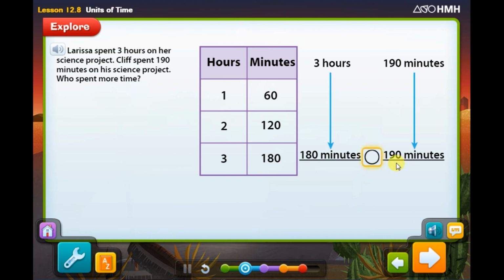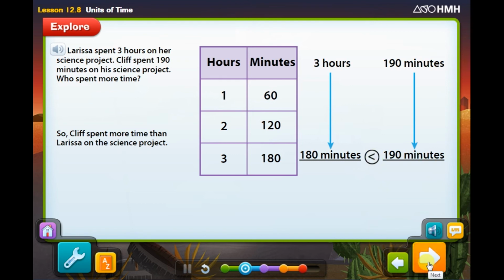Which one is greater here? Cliff's time. This means 190 is bigger than 180, so Cliff spent more. Since there are 180 minutes in 3 hours, 3 hours are less than 190 minutes. So Cliff spent more time than Larissa on the science project.